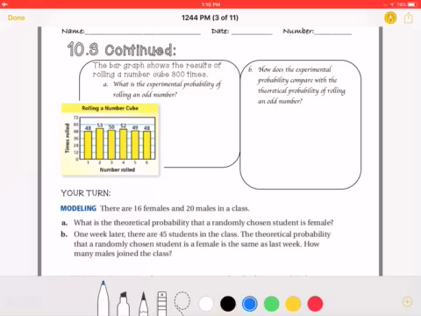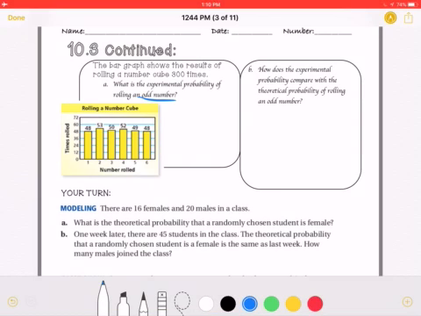Okay, here is our 10.3 continued. This is going to be a lot more of you doing some of it and then watching me go over it. So our first one here, this bar graph shows the results for rolling a number cube 300 times. First, for part A, I want you to find the experimental probability of rolling an odd number. So this is very similar to what we did in our last lesson video for the first example.